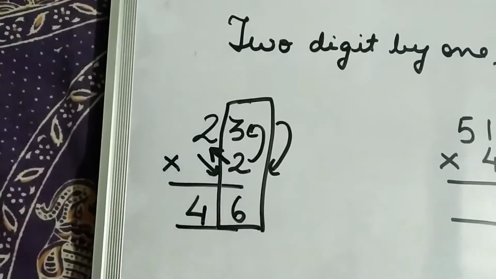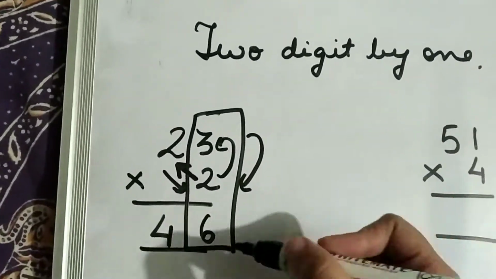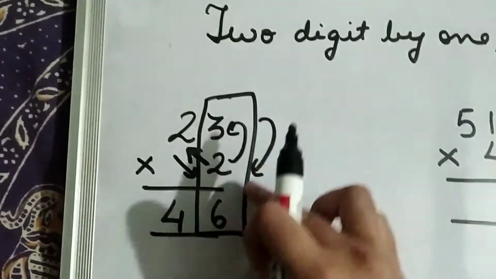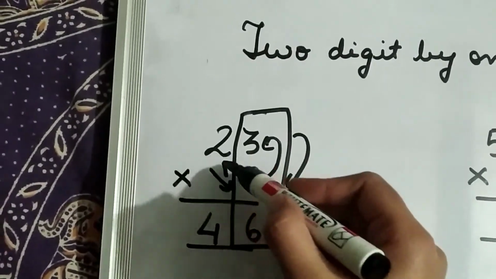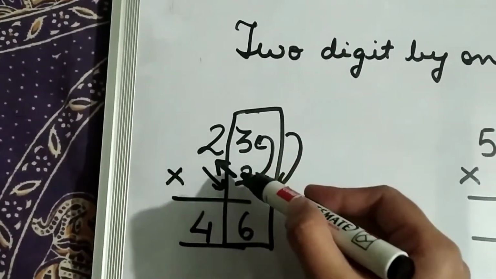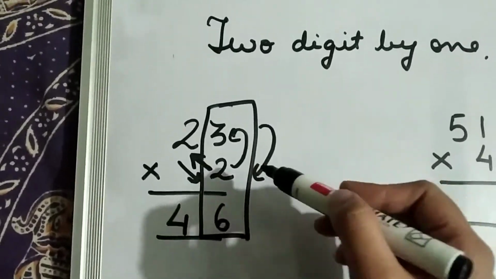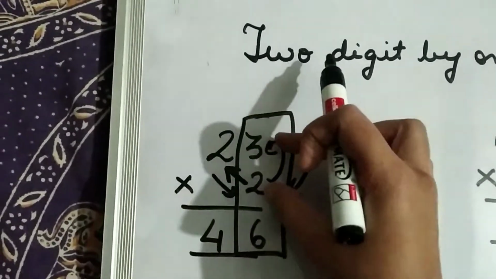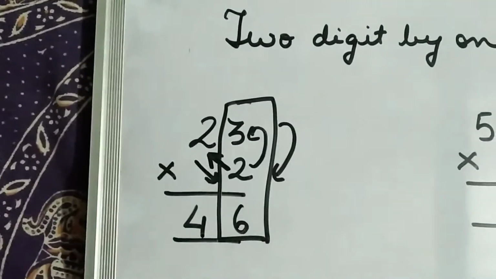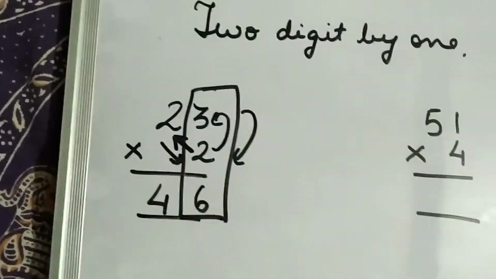Again I am repeating, children, that first we are going to solve this part of the question, and then we are going to move diagonally towards this part, the 2 twos are 4 part. Okay, so first we solve this part and then we move diagonally. Let's solve one more question like this.